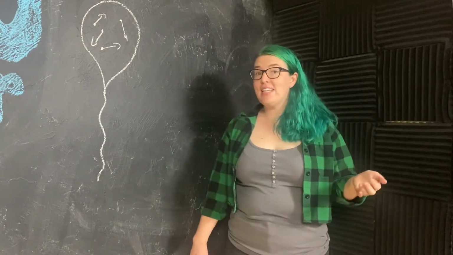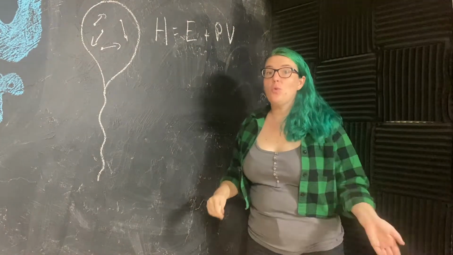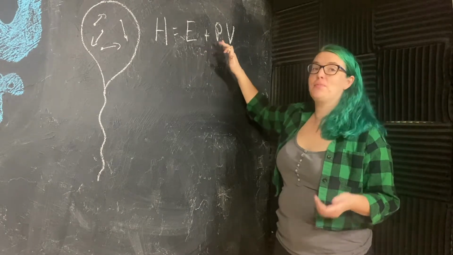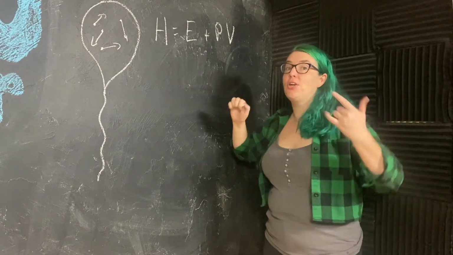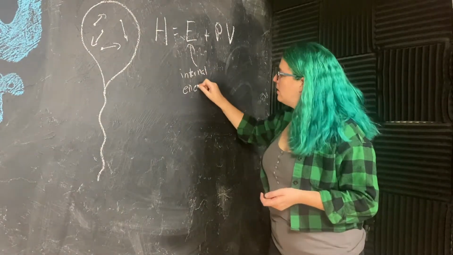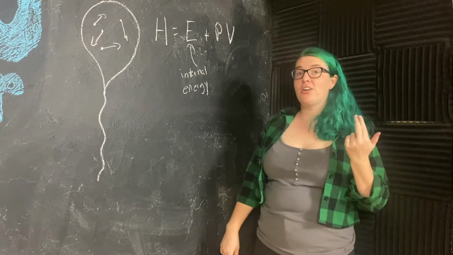We usually represent enthalpy as a capital H, and it's equal to E plus PV. That E is going to be internal energy, and the P and the V are, as you probably guessed, pressure and volume.